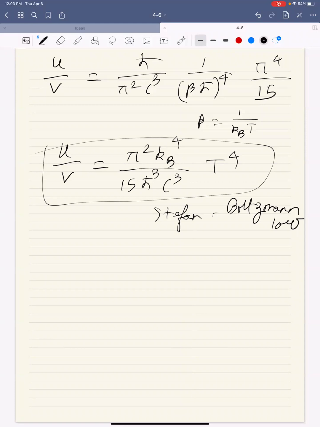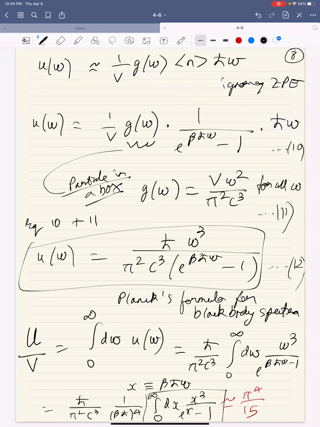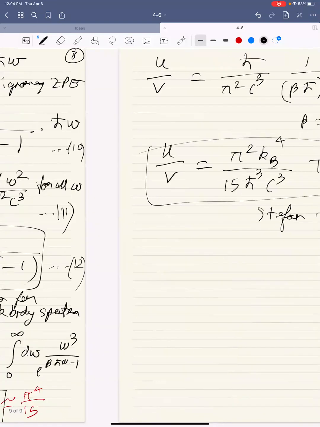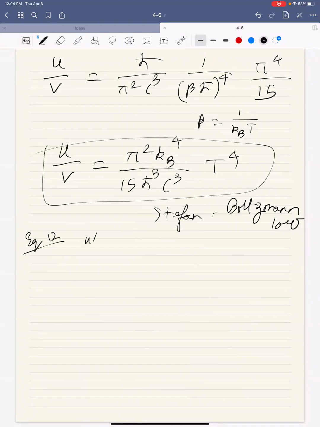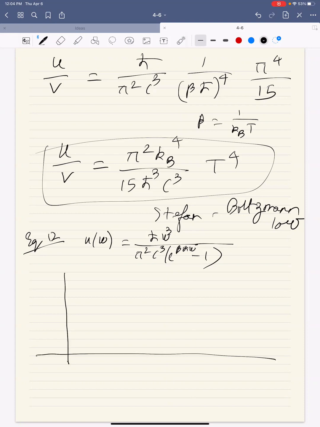So, okay, now I want to go to this expression that we derived, the Planck's formula for black body spectra. And let's try to sketch it. So equation 12 is U of omega is equal to h cut omega cube by pi square c cube e to the power beta h cut omega minus 1. So if you have an instrument which can tell you what energy do you have at a given frequency, okay? So let's say you have a curve that corresponds to this. First of all, how would such a curve look like? How would it behave at high omega?